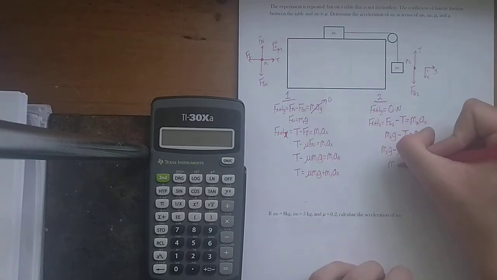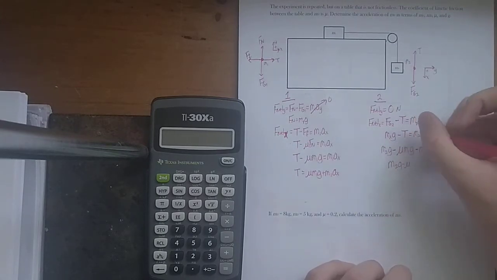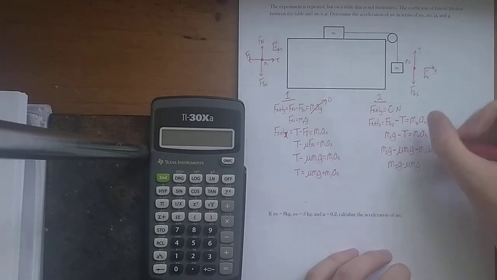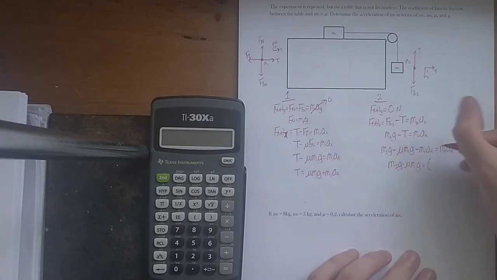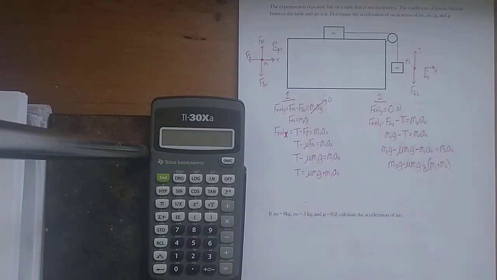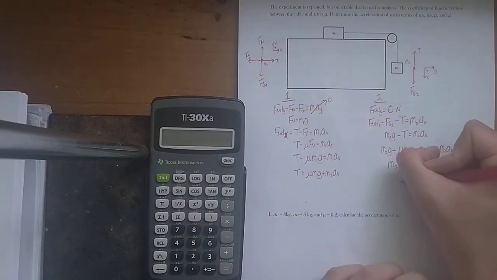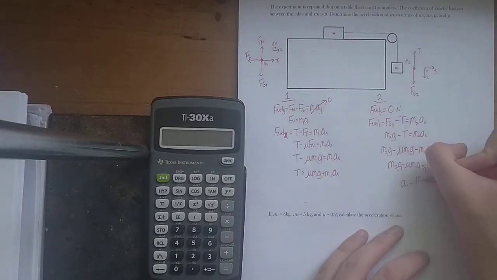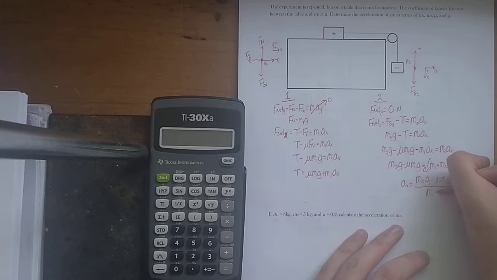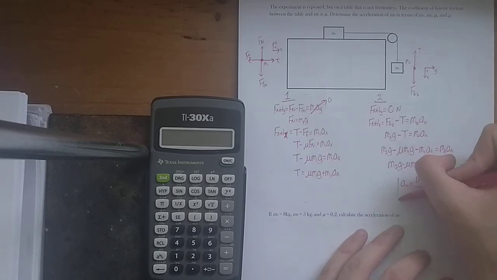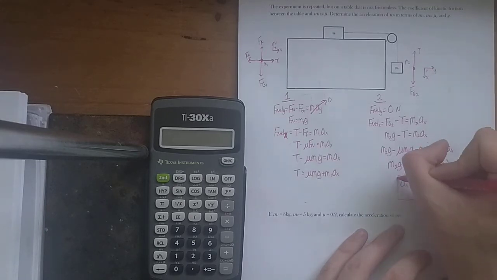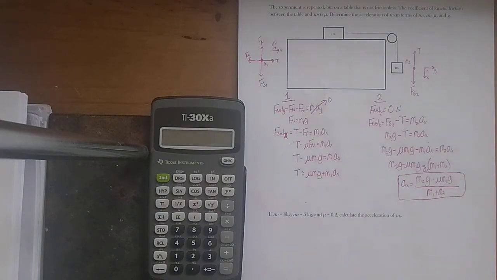We need to get the ax's on one side. And once we do that, we see that we would have m2g minus mu m1g equals, I'm going to pull the ax out to the front, ax times m1 plus m2. I'm going to divide both sides by m1 plus m2, leaving me at this: ax equals m2g minus mu m1g over m1 plus m2. And that is the expression for the acceleration.